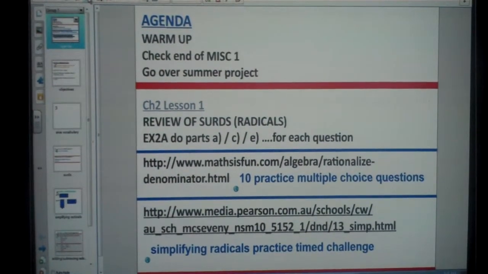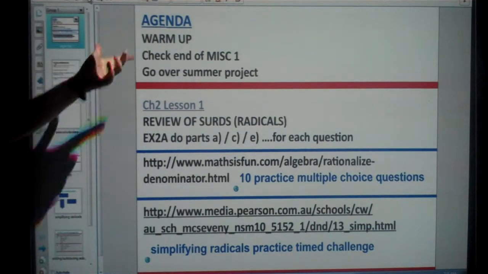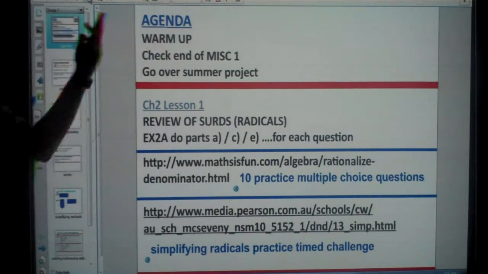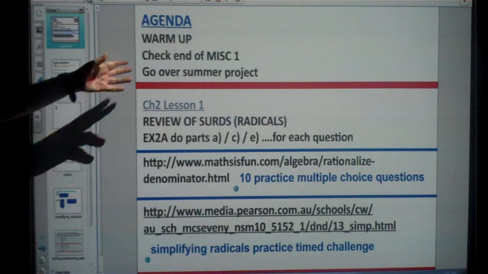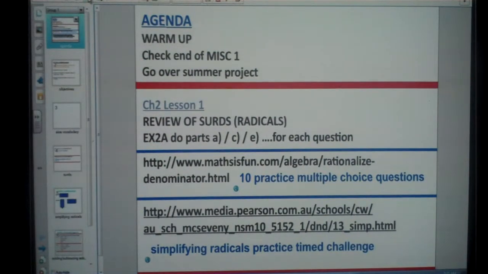So this is our first lesson in Chapter 2, and this is what we did in today's lesson. We did our warm-up, we looked at the last few answers from Chapter 1, and we also went over the sum project, which the quizzes are going to start for next lesson.